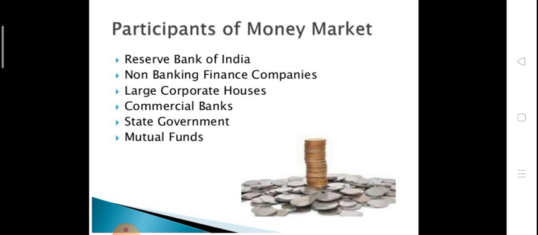Now who are the participants of the money market? These are the big participants who invest in or issue the securities. Number one is the Reserve Bank of India, RBI. Second, non banking finance companies. Third is large corporate houses. Fourth is commercial banks. Fifth is state government, and last is mutual fund.